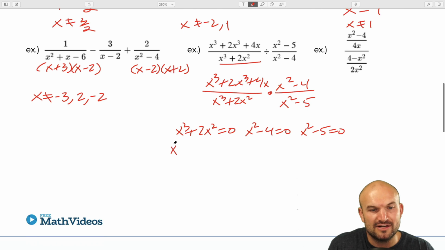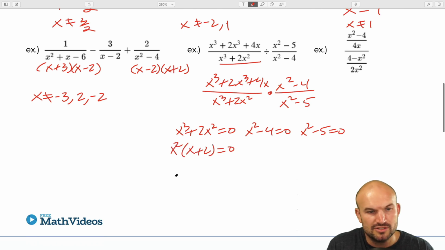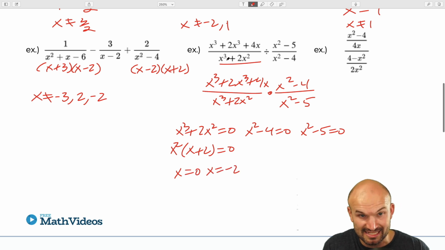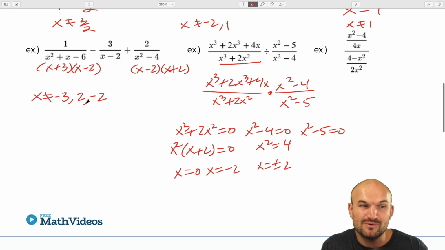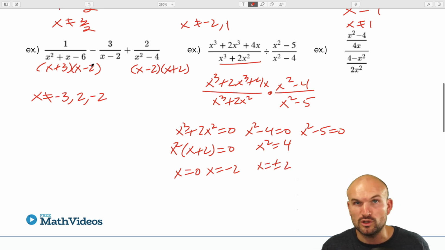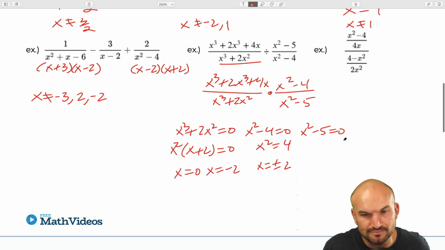In this case, I can factor out my GCF, and that's going to leave me with x plus 2. So therefore, x equals 0 and x equals negative 2 make this denominator 0. Here, you can go ahead and use the difference of two squares, or x squared equals 4. So therefore, x equals plus or minus 2. And it's okay if they repeat, guys. It's okay if you have multiple of them. You just need to exclude it once.